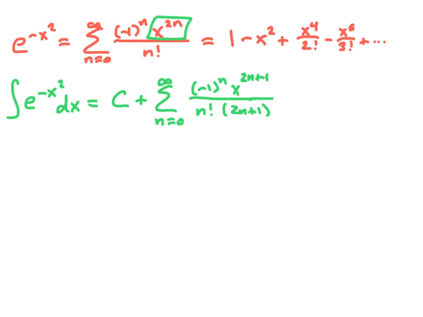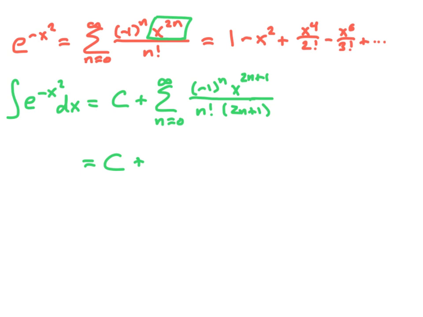We get our arbitrary constant c plus the sum from n equals 0 to infinity of negative 1 to the n times x to the 2n plus 1 divided by n factorial times 2n plus 1. Notice that 2n plus 1 and n factorial really don't combine in any kind of nice way, so we really don't have any option except to leave them as is. If we wanted to write out the first several terms of our power series, we could do that.